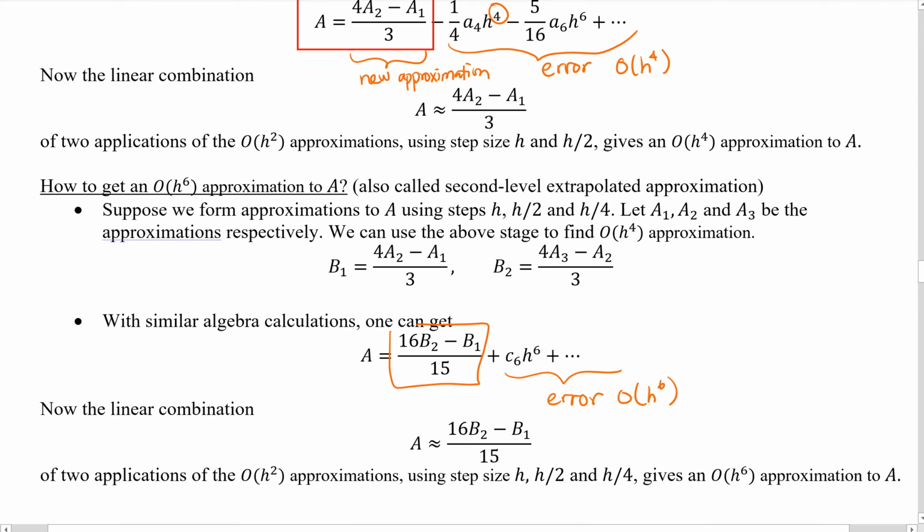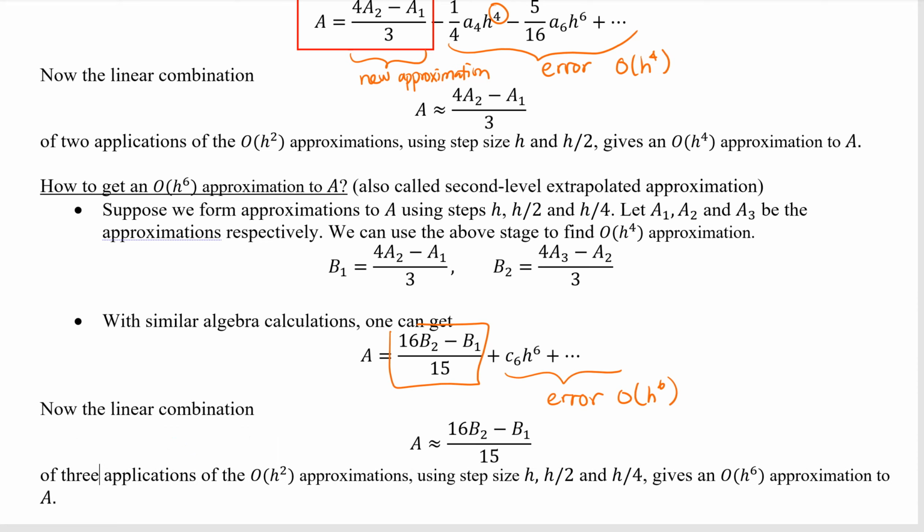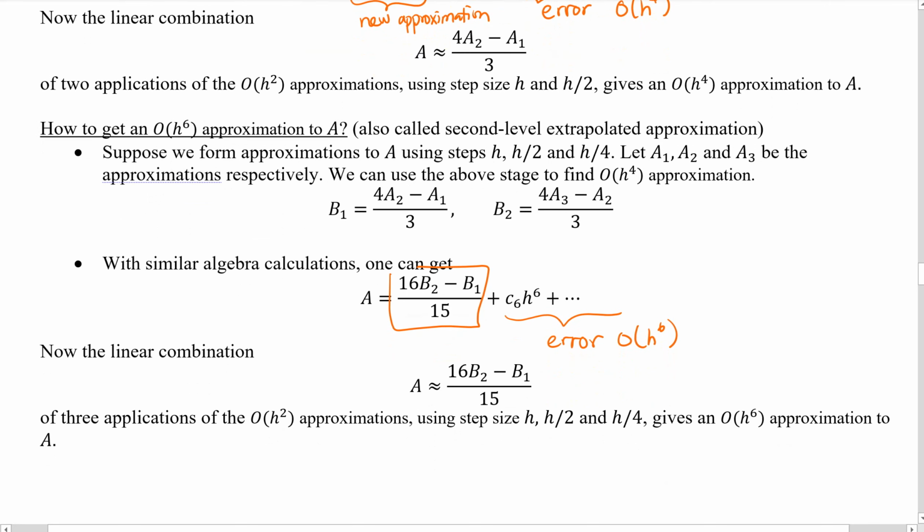Now, the linear combinations of, well, here we have 3 because we need A1, A2, A3. 3 applications of the second order approximation using step size h, h over 2, and h over 4. This will give us a sixth order approximation to A. So this is the Richardson extrapolation method.